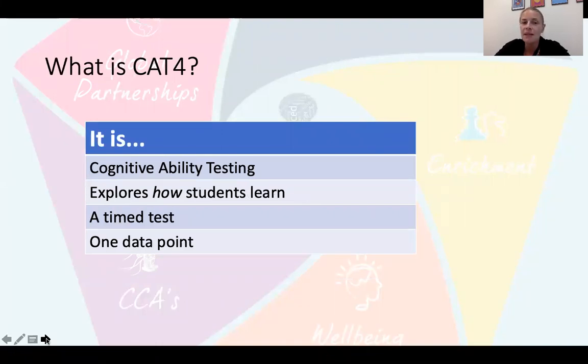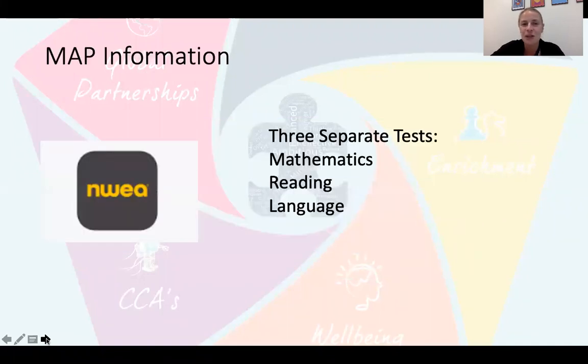So the CAT4 is different. It's a cognitive ability test, and it explores how students learn. So this doesn't really change. Once children enter year four, they take the CAT4 test, and then new students that arrive through year five and through year six will also take the CAT test, and we'll use the data because it's about how students learn. This one is timed, whereas the MAP test is not, and it's another data point that just helps provide more information about your child and our students.